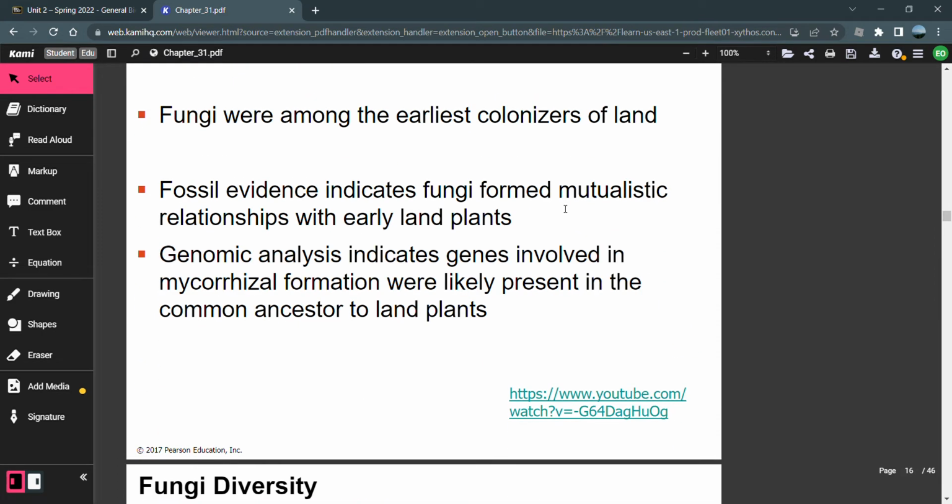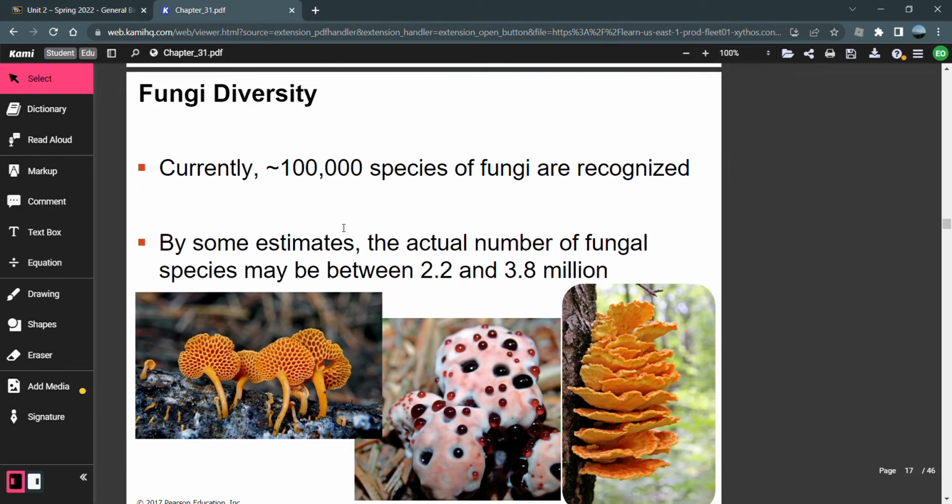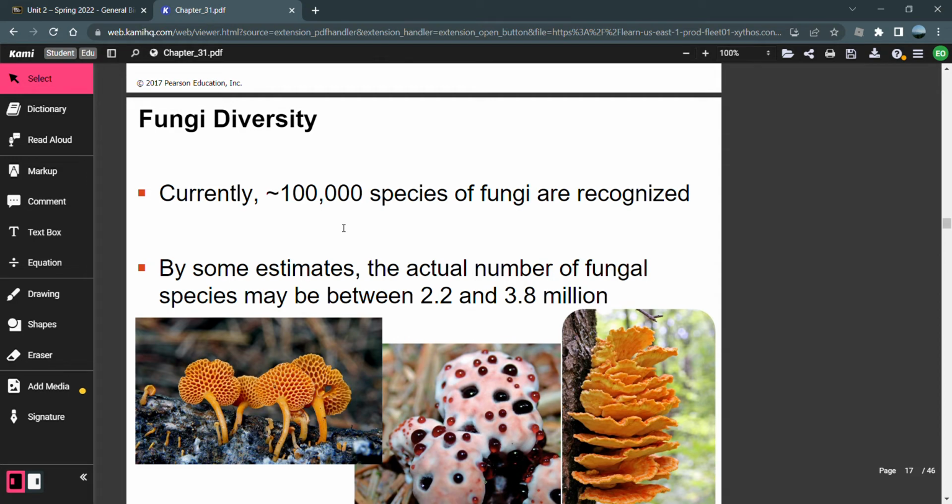Fungi were the earliest colonizers of land, and their ancestors were aquatic. There's fossil evidence that indicates fungi formed mutualistic relationships with early land plants, but the twist is that early land plants did not have roots, which mycorrhizal formations could form. But it was later realized in a genomic analysis that there are only 3 genes involved in mycorrhizal formation, with or without roots.